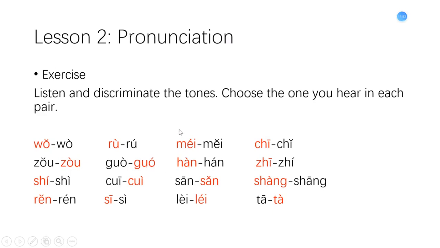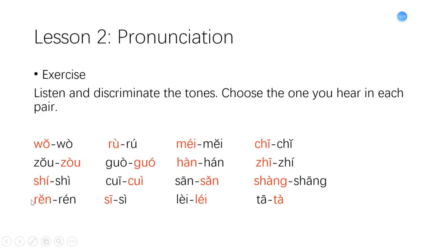Okay, for the second tone, for example, shi, or this one, wo. So the beginning point of the second tone is lower than the first tone. So when you read the second tone, make the beginning part a little bit lower than the first tone. Make it lower, and then suddenly make it go upward, like shi. So you remember second tone is like a rising tone. So make it lower down, and then suddenly make it up. Okay, like a shi, shi.